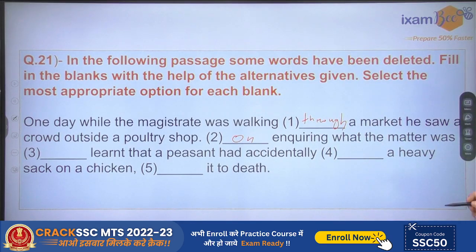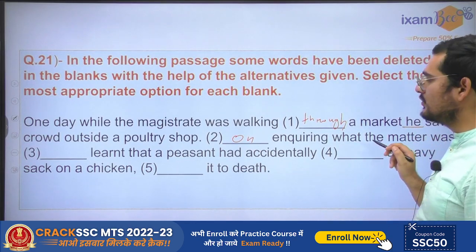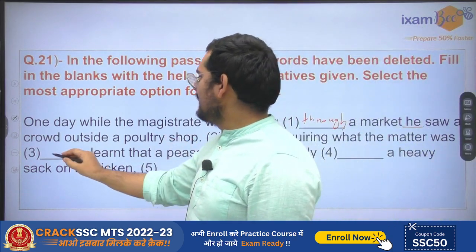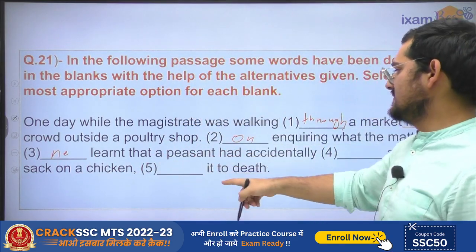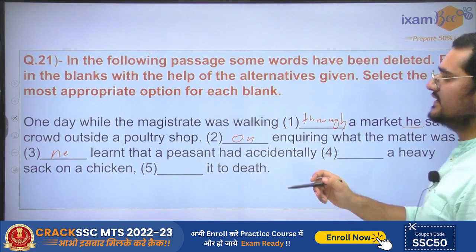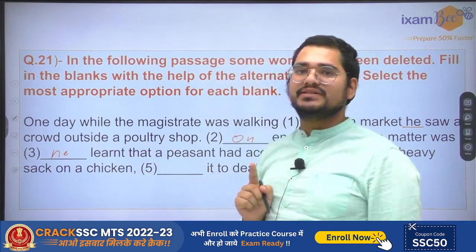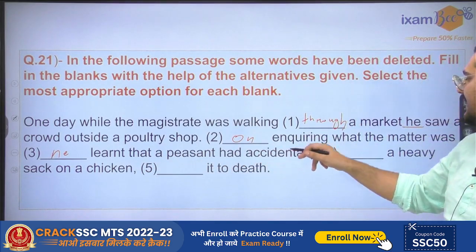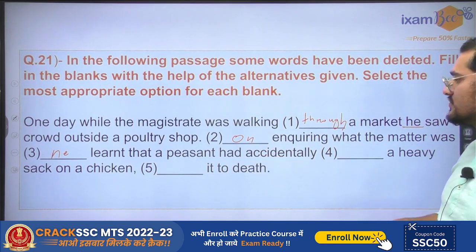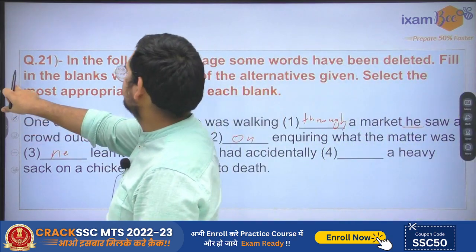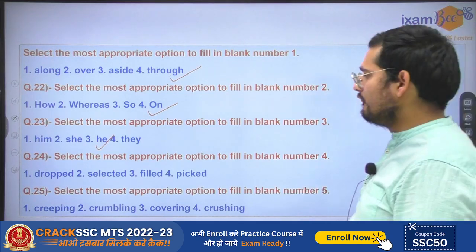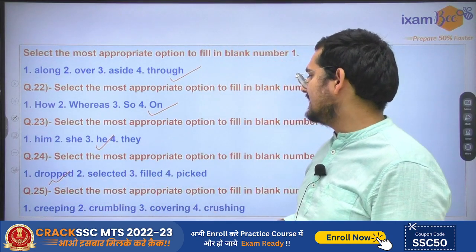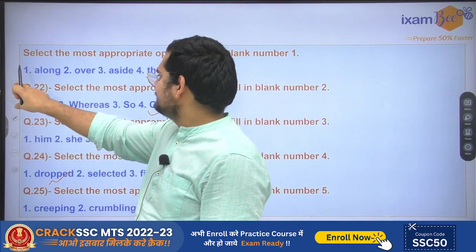We already know that it cannot be she because the magistrate here is a male, as we already have a masculine pronoun. So it cannot be she, it cannot be him because it needs to be in the subjective case, not an objective case. So he learned that a peasant had accidentally. Here it is the doer of an action, so we will use the subjective case. So he learned that a peasant had accidentally a heavy sack on a chicken. So fourth, dropped, selected, filled, picked. Obviously dropped. It cannot be selected, filled, or picked.